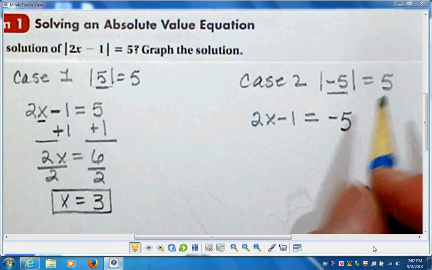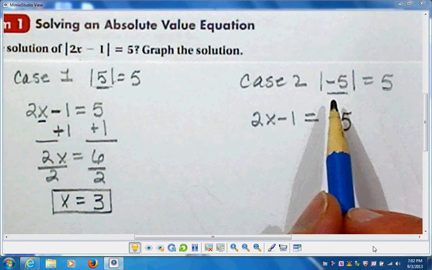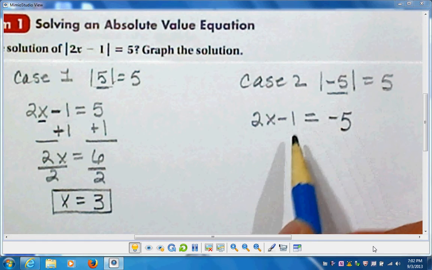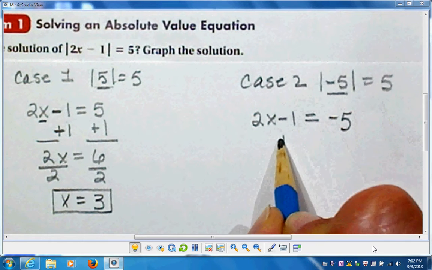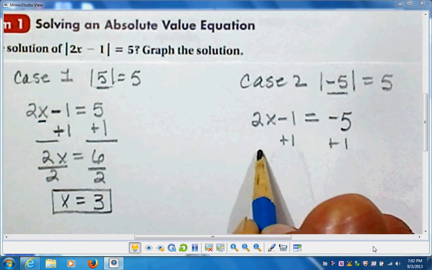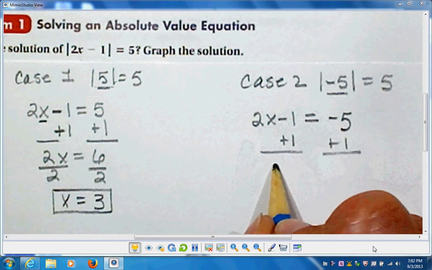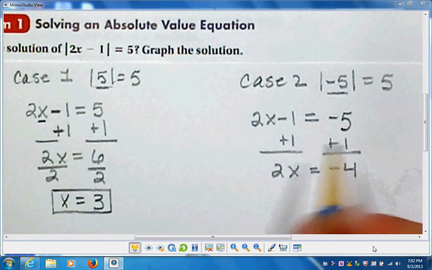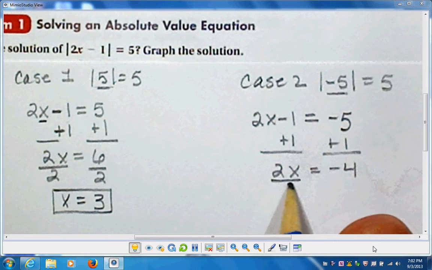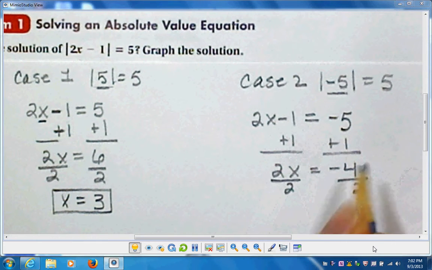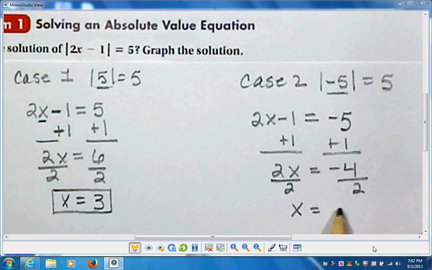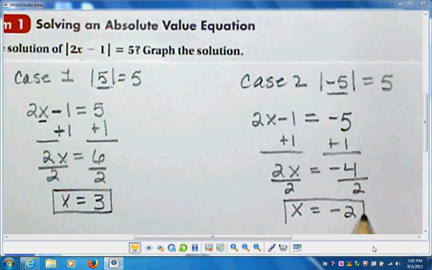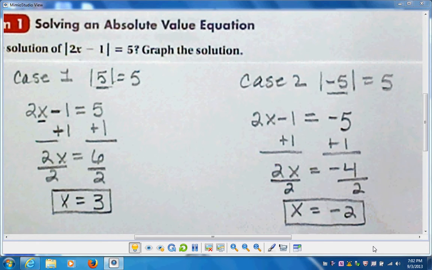Now we have to do the same thing with case 2. So the same sort of thing is going on. I'm going to add 1 to both sides. I get 2x equals negative 4. And I have to divide by 2. So I get x is equal to negative 2. That's my other answer.